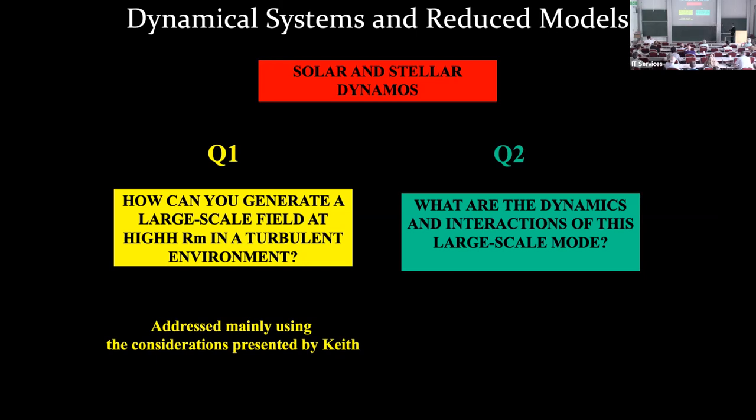But you could ask, okay, I don't know how, but I've got a large-scale mode. What are the dynamics and interactions of this large-scale mode? What do we expect it to do once it's there? Do we expect it to be modulated? Do we expect interactions of things with different symmetries? That kind of thing. It's that kind of thing that I believe reduced models are useful for.